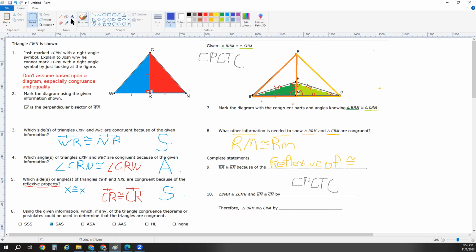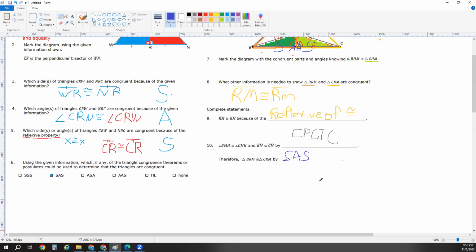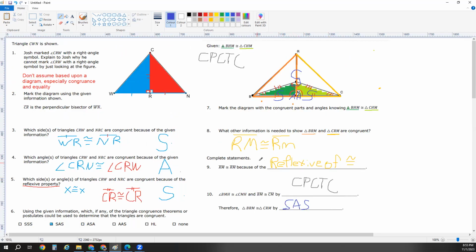I'm gonna mark my sides here. I have this side, I have this side, and this side. I have this angle and this angle are congruent. And then I have this side here that is common and congruent with each other. So I have a side, an angle, and a side, and I can say that they're congruent by side, angle, side congruence. Again, that was boring. I was hoping to have it be something different.